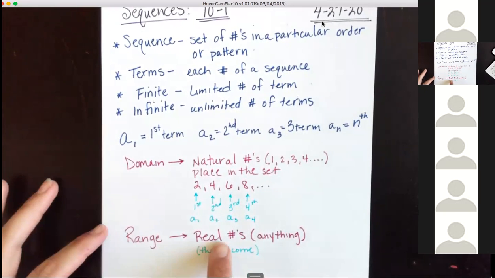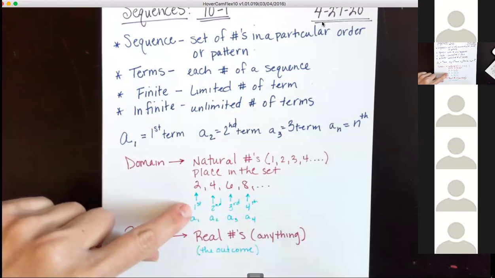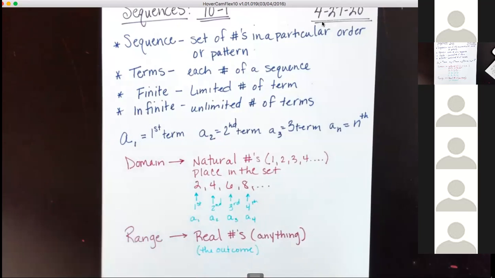So the real numbers are those outcomes of the individual events, and that's what the domain is, those individual first, second, third, fourth place times that they did something. So that's what we're talking about when we talk about domain and range.